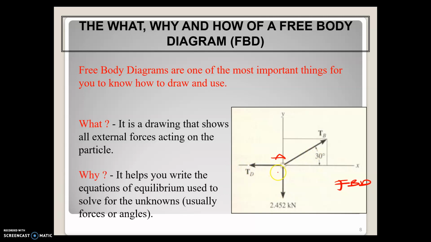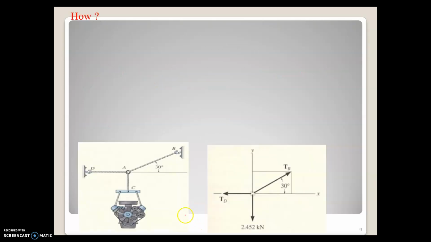Then why? Because this FBD helps you to write the equation of equilibrium that is used to solve for the unknowns, usually the forces or angles. That is why it is used, to write down the equation of equilibrium to solve for the unknowns, usually forces or angles. Angles we don't know. The equation of equilibrium we usually write as E of E.